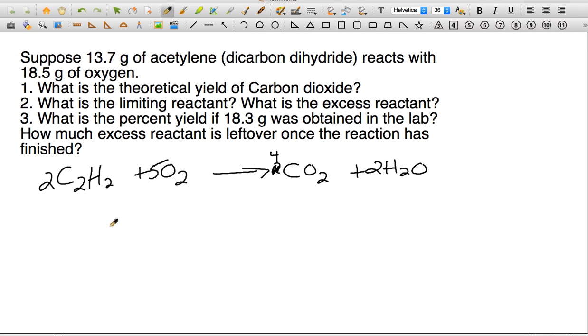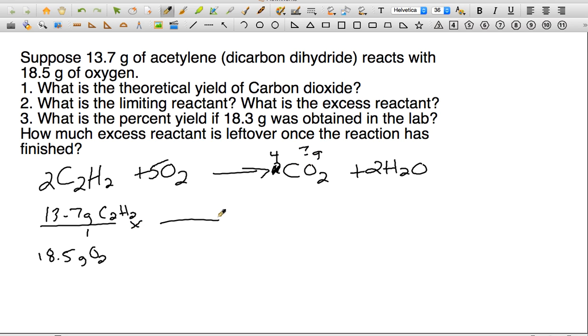Now we start the stoichiometry. So I have 13.7 grams of the acetylene, and I have 18.5 grams of the reactant oxygen. We have to take both of these over to one of our products, which question 1 says, what is the theoretical yield of carbon dioxide? So that's where I'm going to take it to. I want to know how many grams of this can be produced.